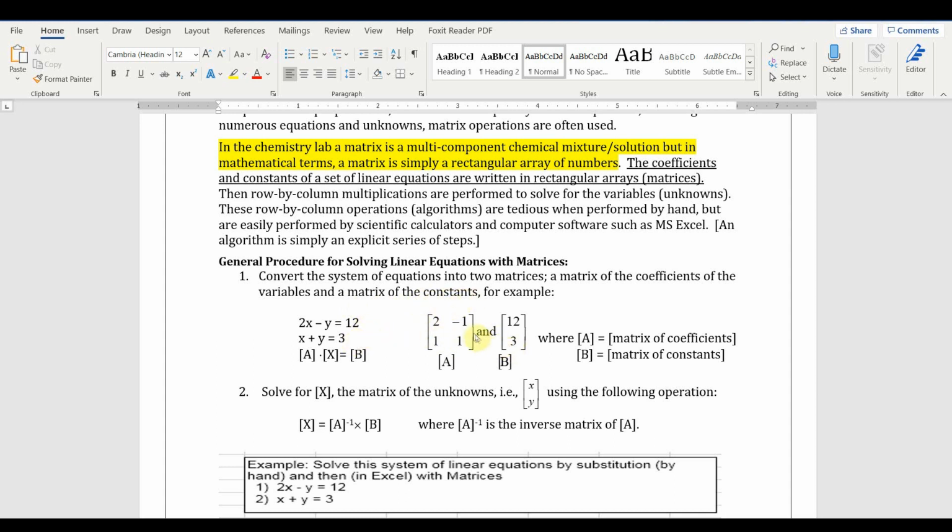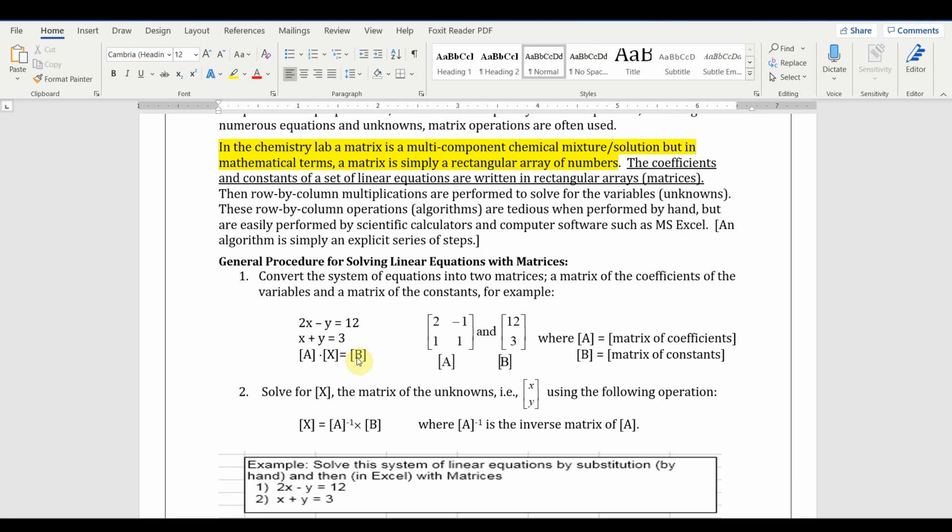We'll call the matrix of the coefficients A. We'll call the matrix of the constants B. So to solve for X, and X will be the matrix of the unknowns, x and y in this case, here's how that's done. In a general sense, can you agree with me that multiplying a coefficient of a variable times a variable gives a constant? So here we have A, the matrix of the coefficients of the variables. We'll multiply it by X, the matrix of the variables, and we'll get B, the matrix of the constants.